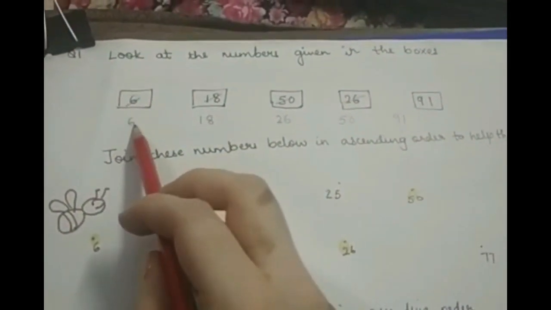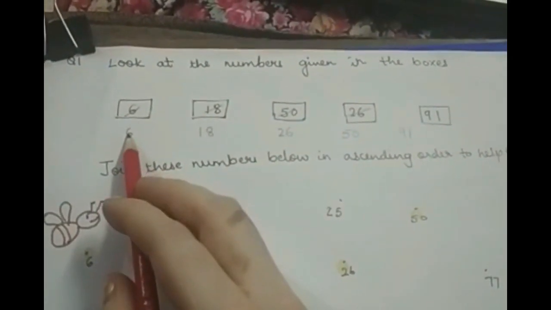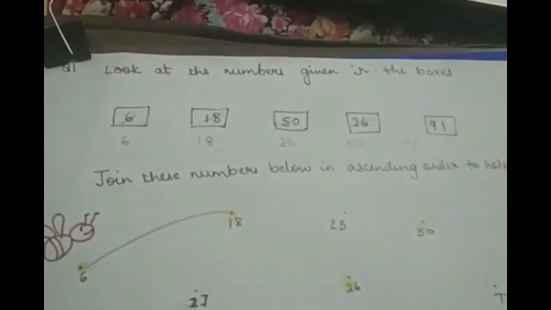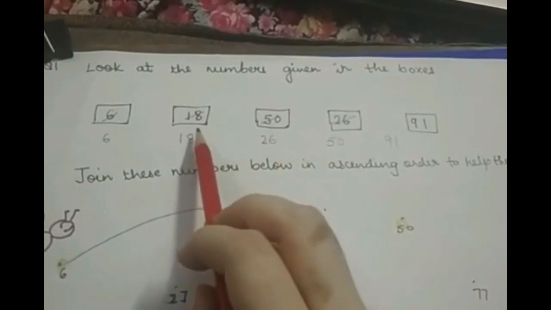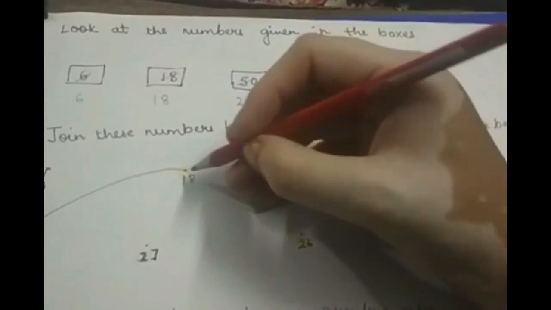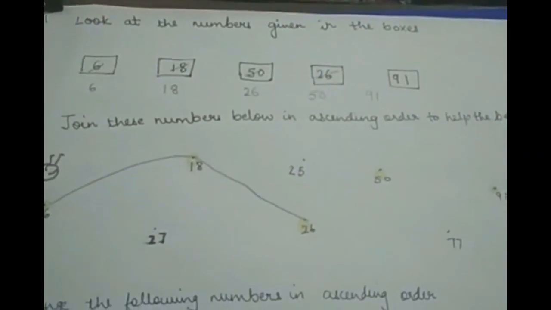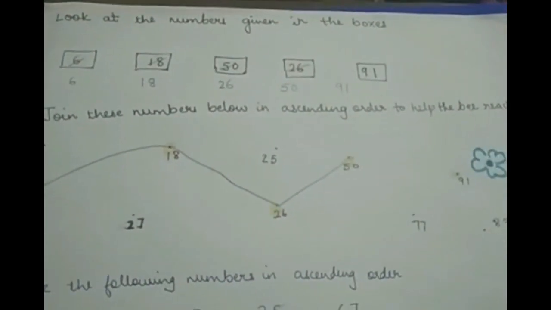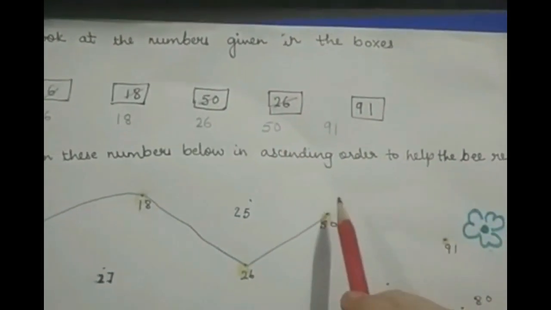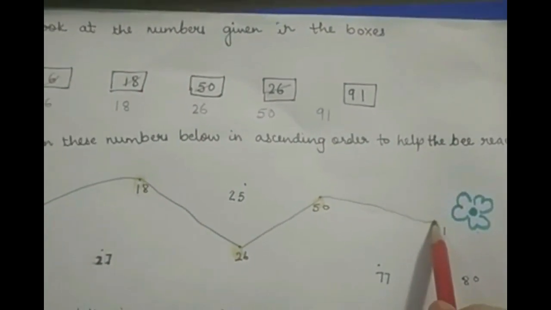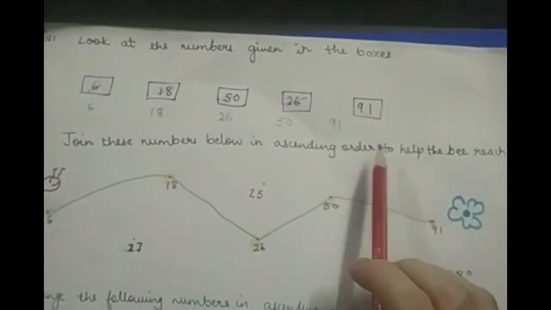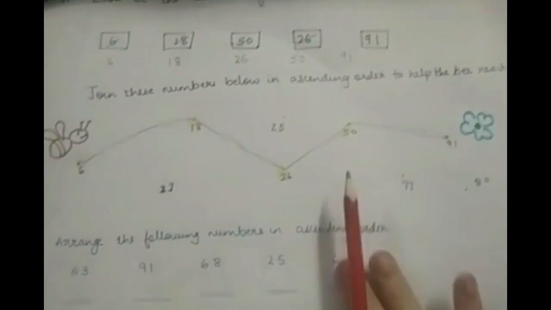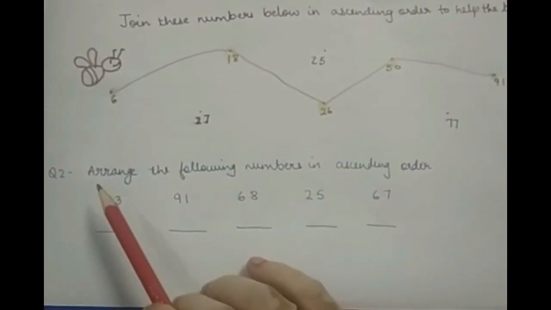Should we begin? First number is 6. So we have to go from 6 to 18. Then next we have 18 to 26. So I'll come down from 18 to 26. Then 26 to 50. Finally 50 to 91. Here. So with the help of the ascending order, the bee has reached the flower. Good job.